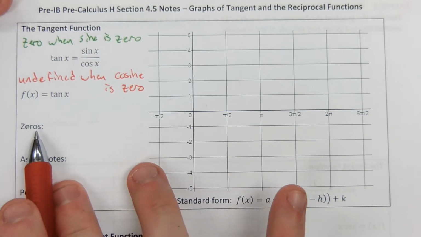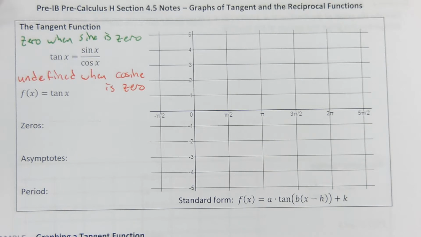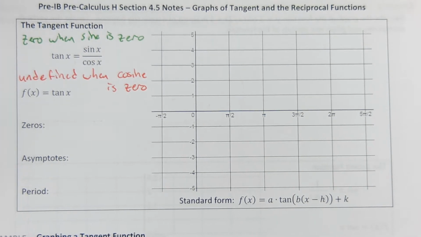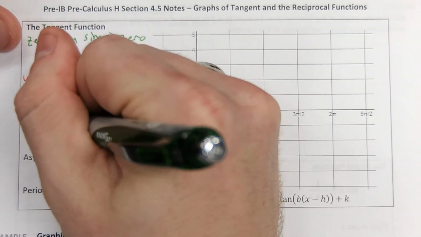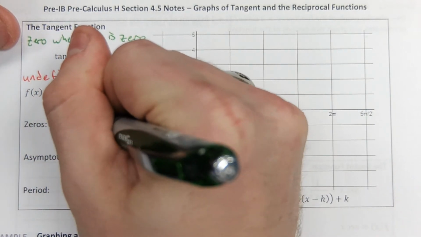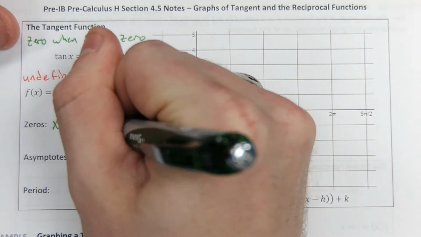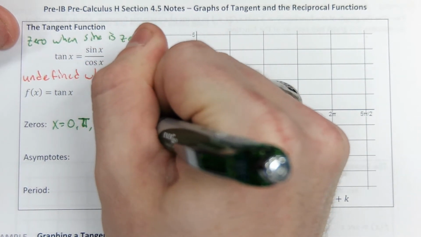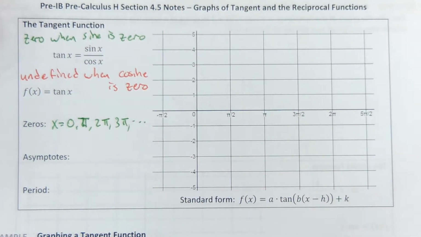So when will the zeros occur? Well, let's see. Sine, which is y over r, or just y in the unit circle, will only be 0 if y is 0. And y equaling 0 implies that we're on the x-axis. So 0, pi, 2 pi, 3 pi, 4 pi, so on and so forth. Our zeros occur at all of the integer values of pi.